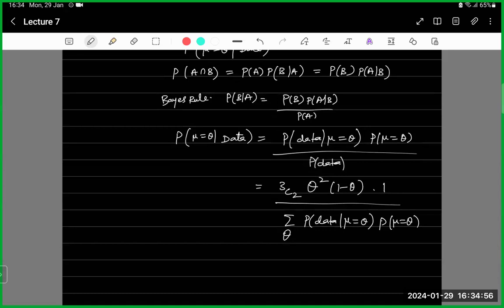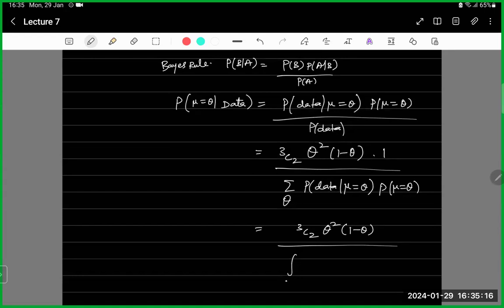So, if we do it properly, what will be our value? The numerator is 3c2 times theta square times 1 minus theta. Since these are PDFs, we have to integrate. So, integral theta belongs to 0 and 1, like our theta can take values between 0 and 1, right? Integral between 0 to 1, 3c2 times theta square 1 minus theta, because the first term is same as this term.